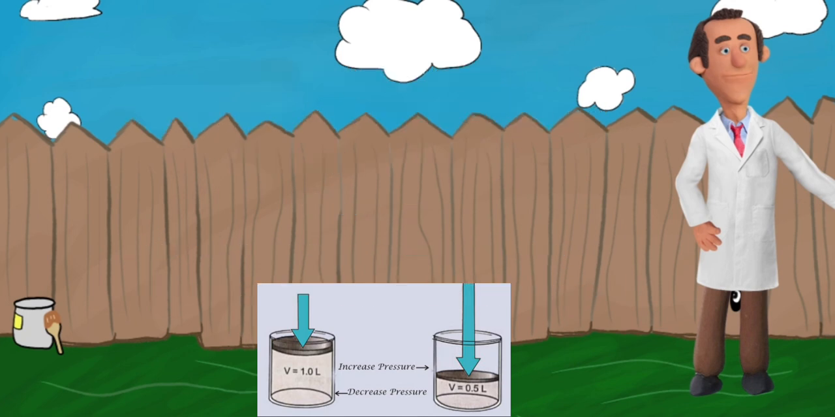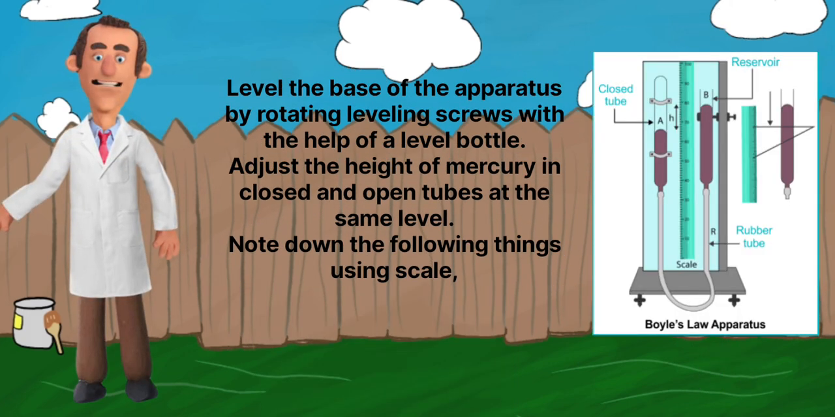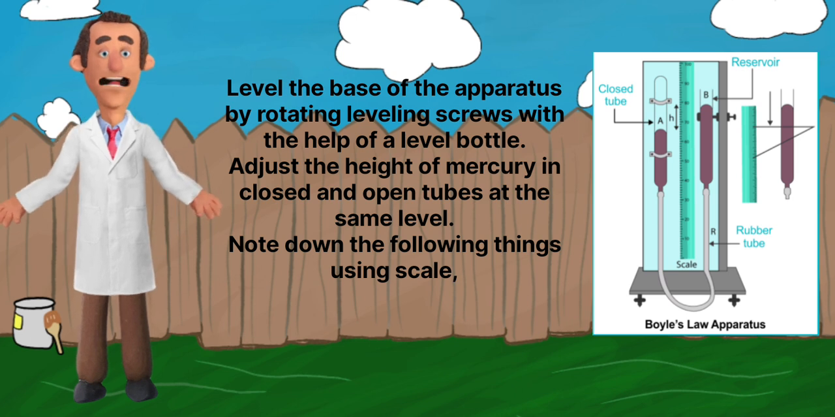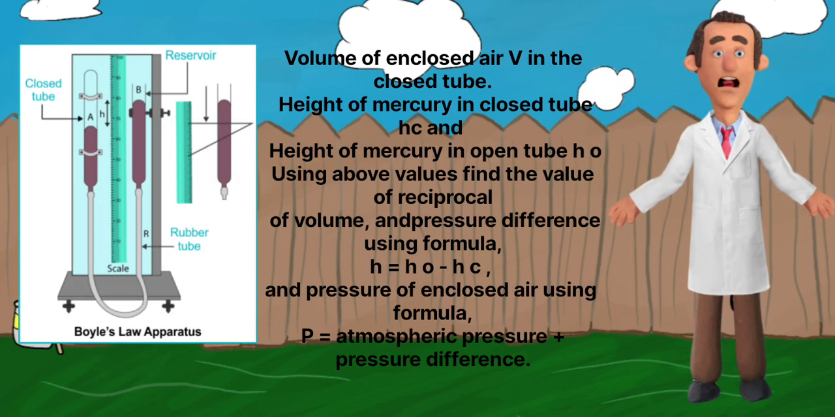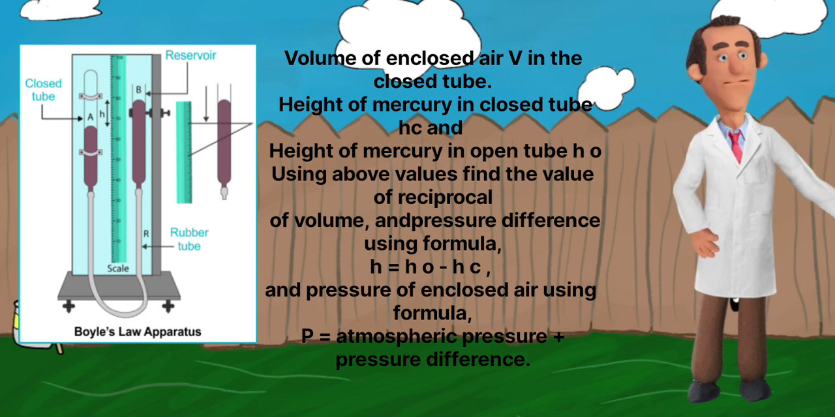volume of the gas. Level the base of the apparatus by rotating leveling screws with the help of a level bottle. Adjust the height of mercury in closed and open tubes at the same level. Note down the following things using scale. Volume of enclosed air V in the closed tube. Height of mercury in closed tube HC and height of mercury in open tube HO.